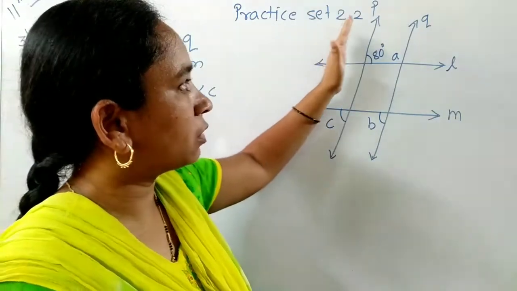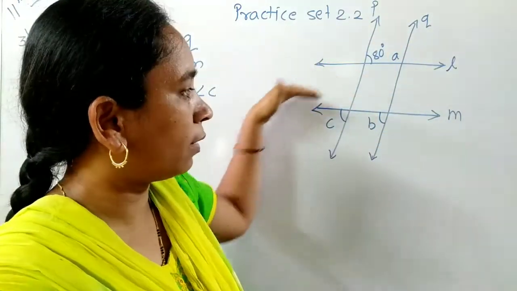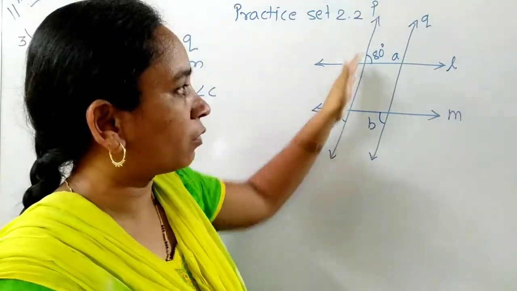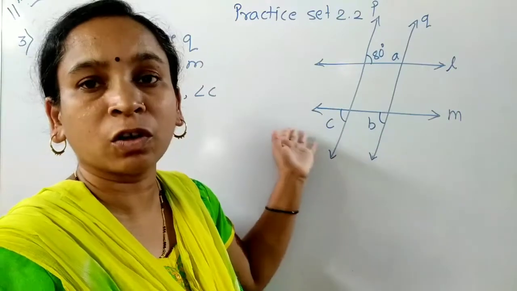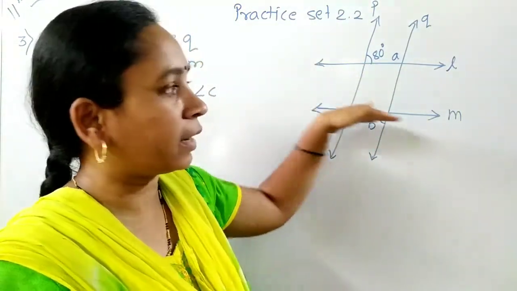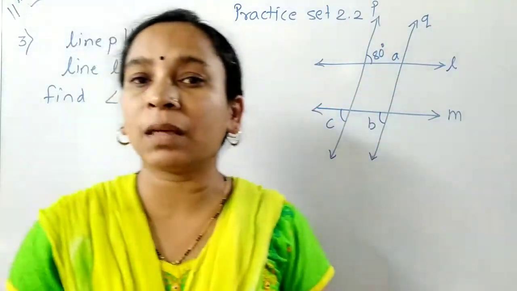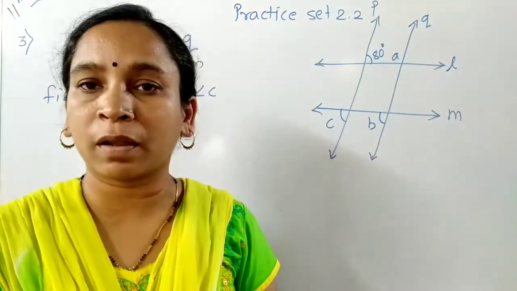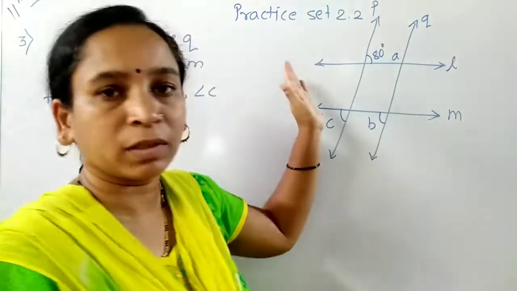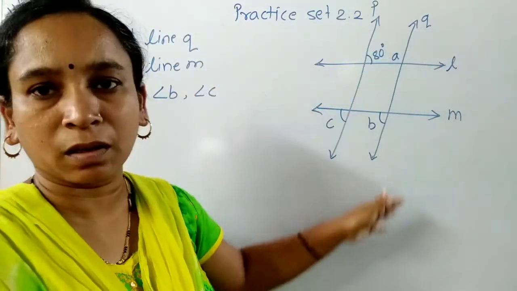And if I consider P and Q as the parallel lines, then line L and line M would be the transversal. So here you will get the pair of corresponding angles vertically also and horizontally also. Because both line L and M are parallel and P and Q are parallel, and if the lines are parallel, you can get the corresponding angles, alternate angles, interior angles. So you can have the relations horizontally and vertically also.